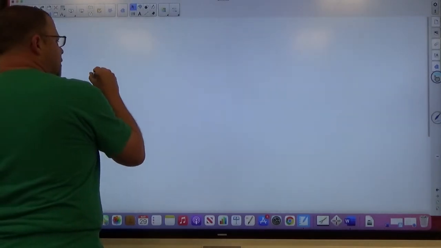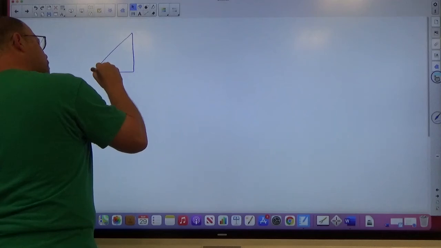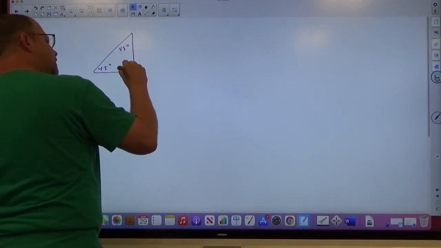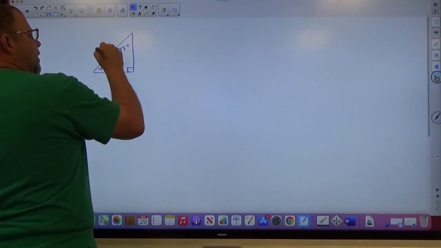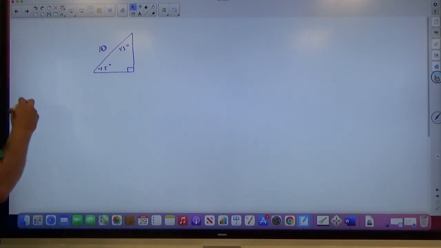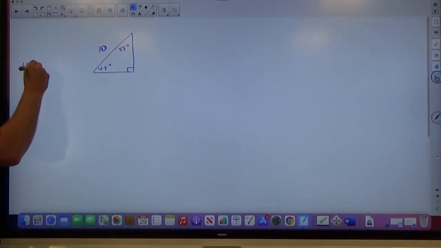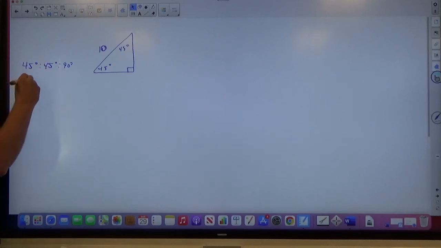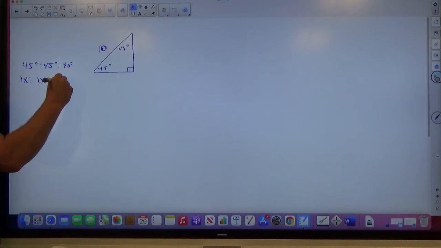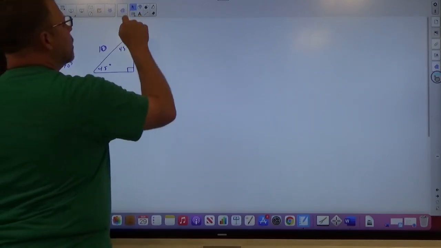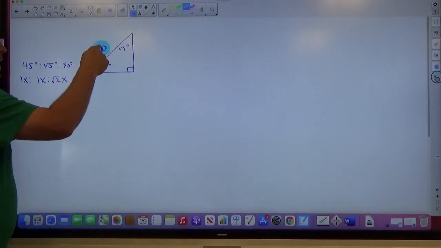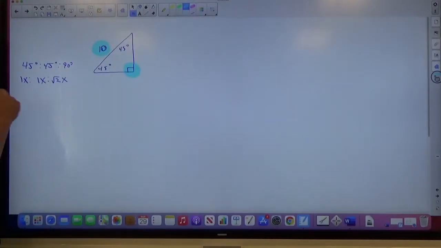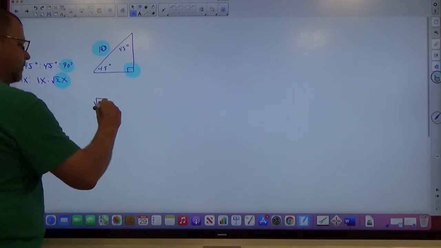So let's start off with the 45, 45, 90 idea. And let's just say that I know this is 10. All right? So my relationship of sides for 45, 45, 90 is 1, 1, square root of 2. So 1x, 1x, the square root of 2x. If we take a look at the side I know, 10, it's opposite 90. So 90 is in the ratio of the square root of 2x. So this is what it looks like. The square root of 2x equals 10.